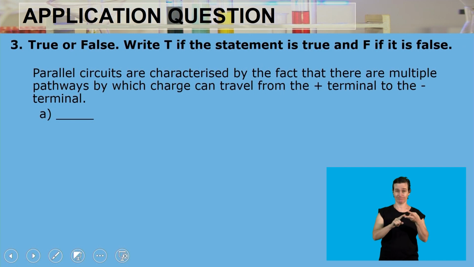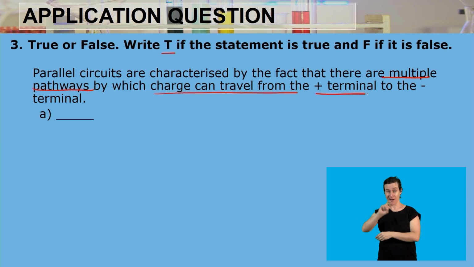Next question. Now it's a true or false question, whereby we need to write either T if the statement is true or F if the statement is false. Question 1. Parallel circuits are characterized by the fact that there are multiple pathways by which charge can travel from the positive terminal to the negative terminal.